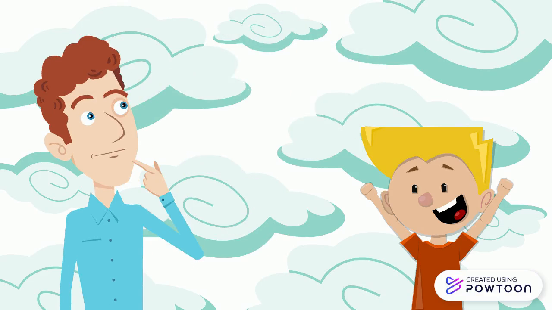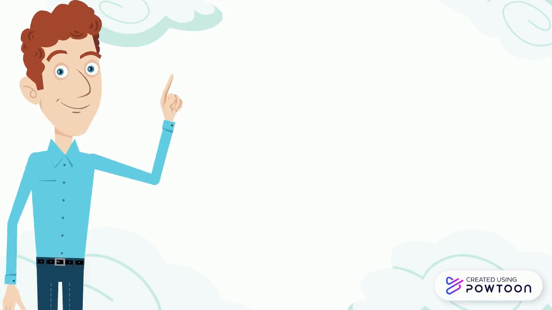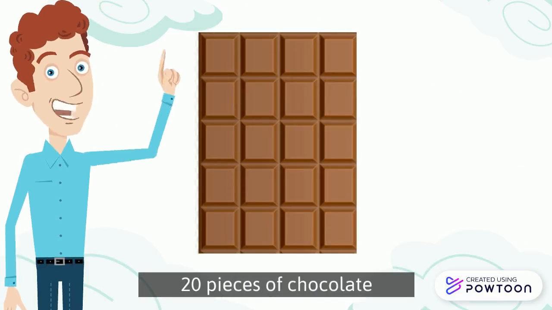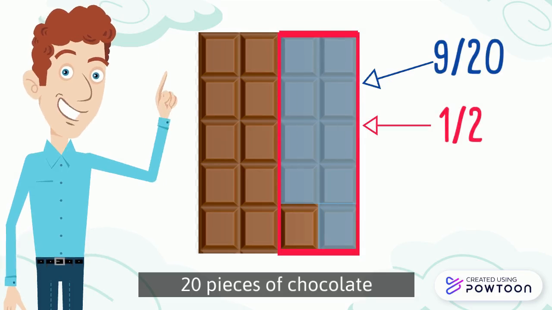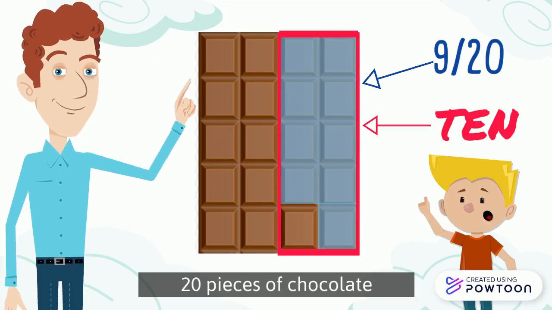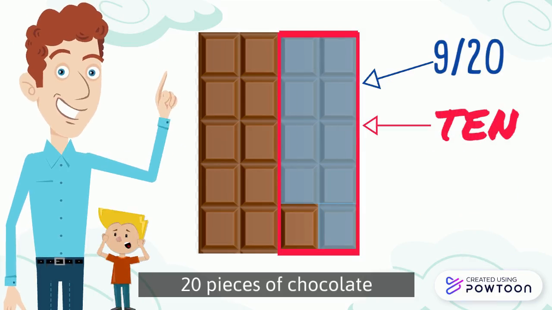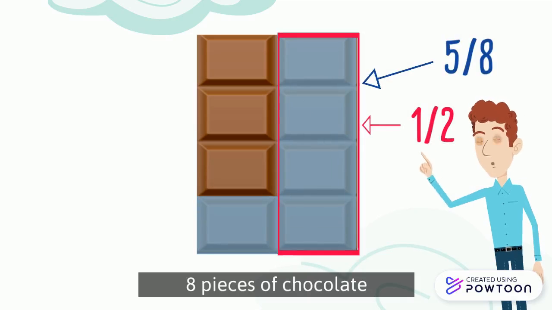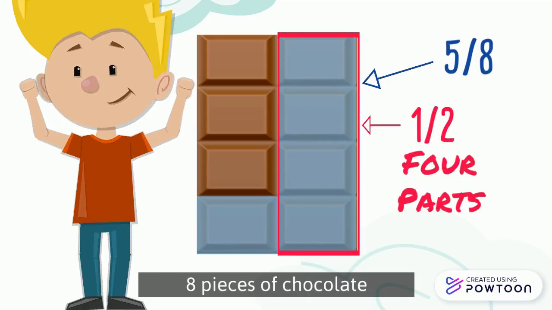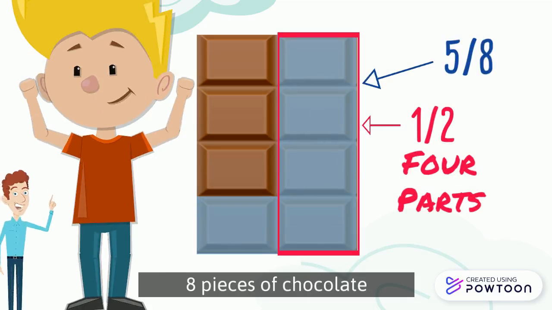Well, actually, Timothy, you'd be better off picking the 5/8 of a chocolate bar. Let's explore why. If you get 9/20 of a chocolate bar, you would get less than half the chocolate bar because half of 20 is 10. That's right, but you only get 9/20, not 10. Aww. But if you got 5/8 of the chocolate bar, you would get more than half because half of 8 parts is 4 parts and I get 5. I changed my answer. Good idea, Timmy.